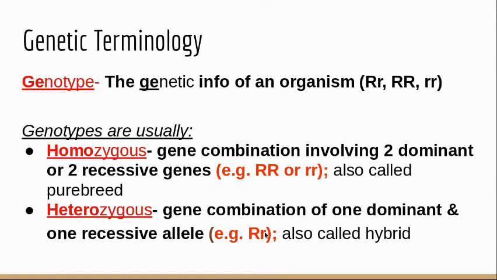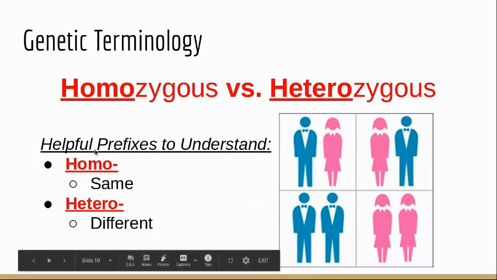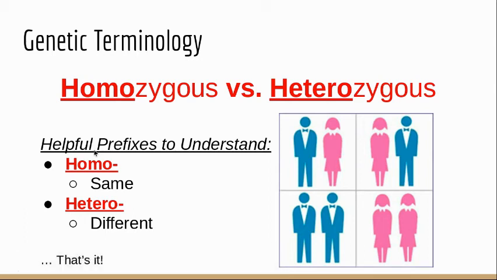Now, just like with genotype and phenotype, an easy way to remember the difference is to know what the prefixes mean. So homo versus hetero is as simple as remembering that homo means the same. So in the case of homozygous, you're looking at the same allele, so either both dominant or both recessive. If they're hetero, that means they're different. So in heterozygous, you have one of each.